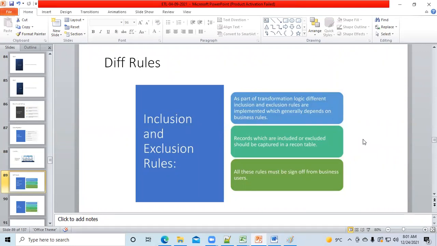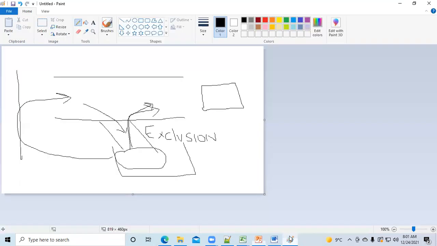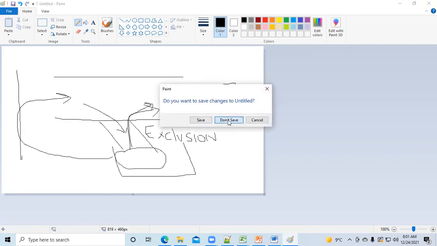Can you guess, guys? No idea. Okay. See. How to read this? I don't know. Say anyone.